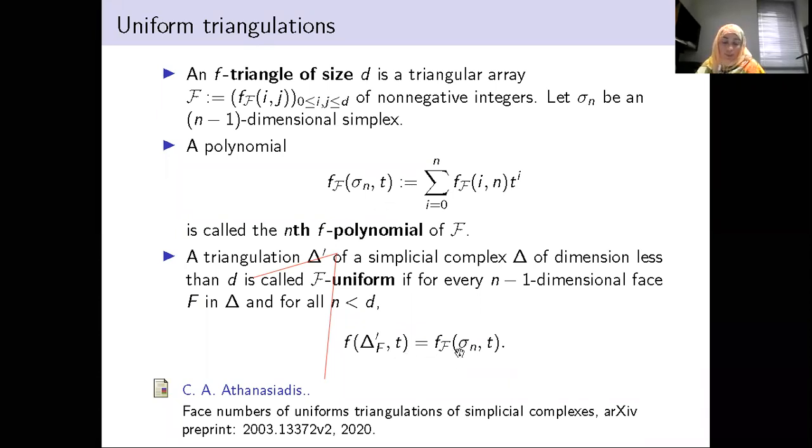If you get the f polynomial the same as the given f polynomial, then you will call that a uniform one, right? And all the subdivisions which I have already described are uniform ones, because if you look locally, at every face, every face has the same type of the subdivisions which we have defined.